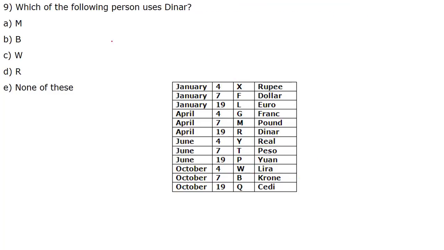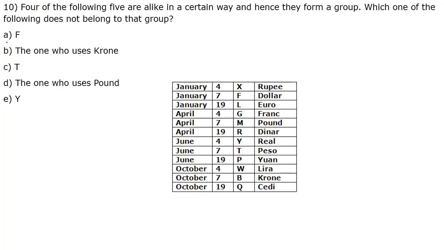The next one here is, which of the following persons uses dinar? So dinar is used by R. So R is going to use the dinar here. That is nothing but option D. So here is the last question. Four of the following are alike in a certain way, and hence they form a group. Which one of the following does not belong to the group? So we need to find out which of these would not belong to the group.